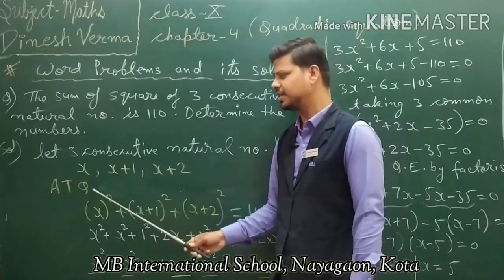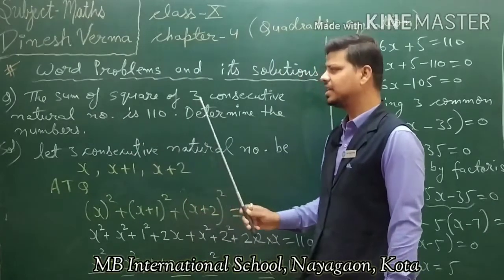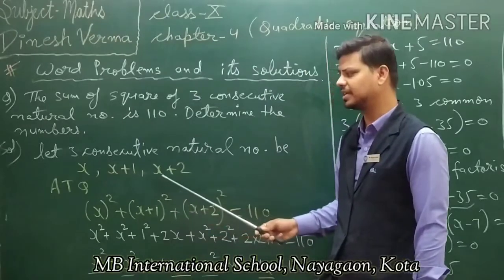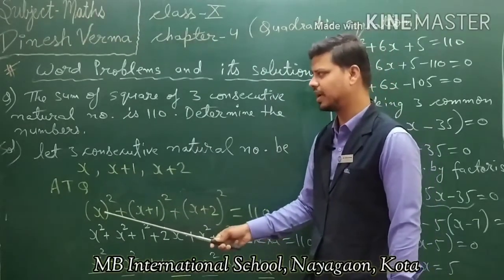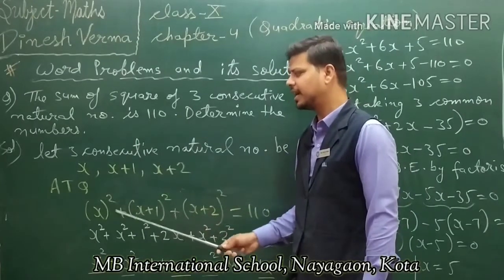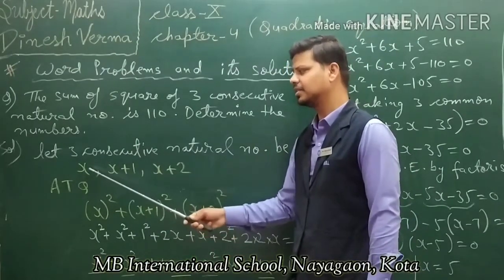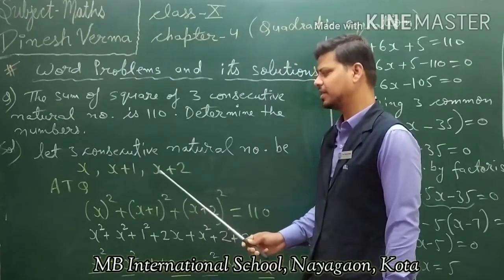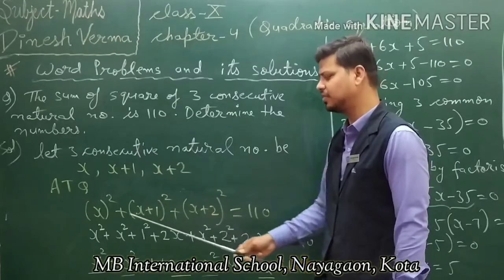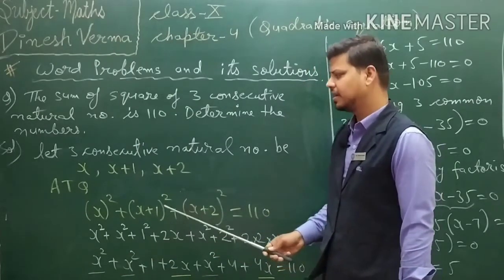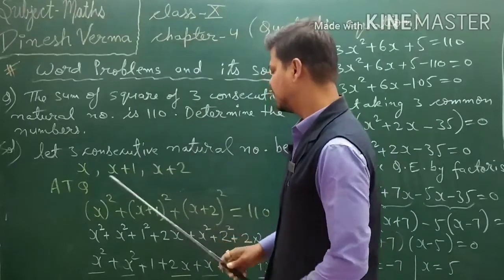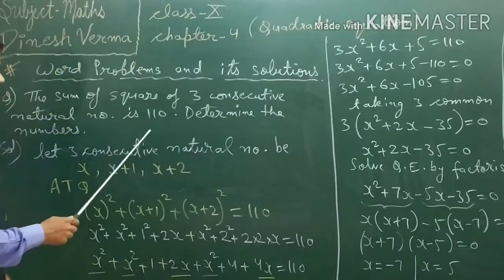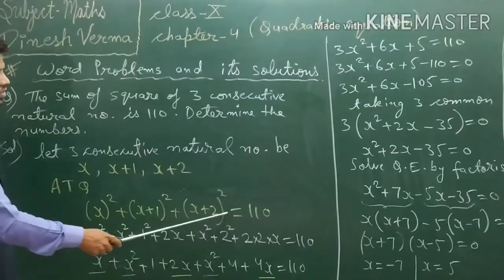Now according to the question, you have to sum the squares of three consecutive natural numbers. You have to add the squares of these numbers, that is, the square of x is x square, the square of x plus 1 is (x plus 1) whole square, and the square of x plus 2 is (x plus 2) whole square, and you have to add these. If we sum the squares of the three consecutive natural numbers, it is equal to 110. It is given, so you put equal to 110.